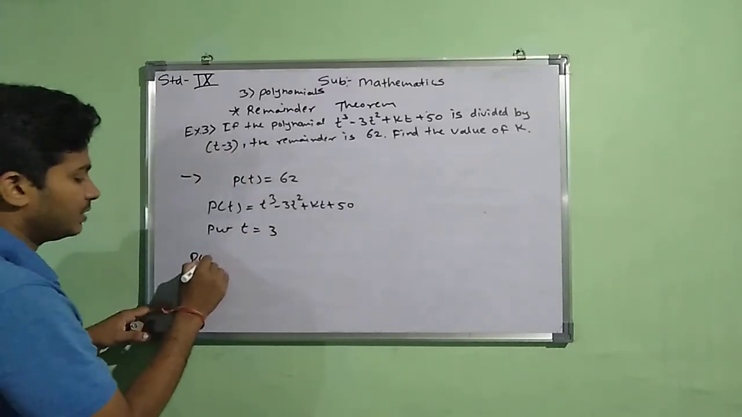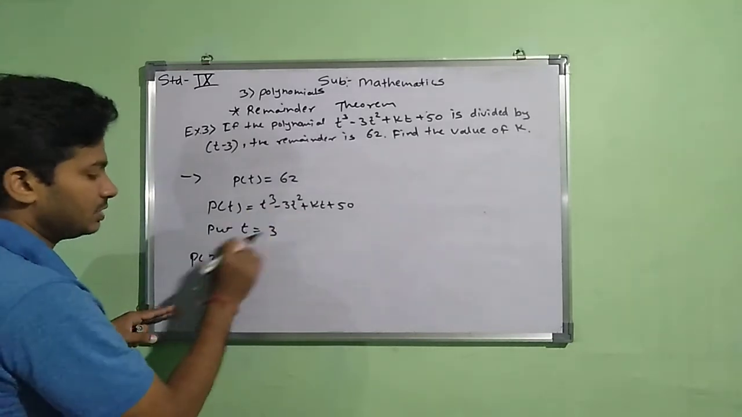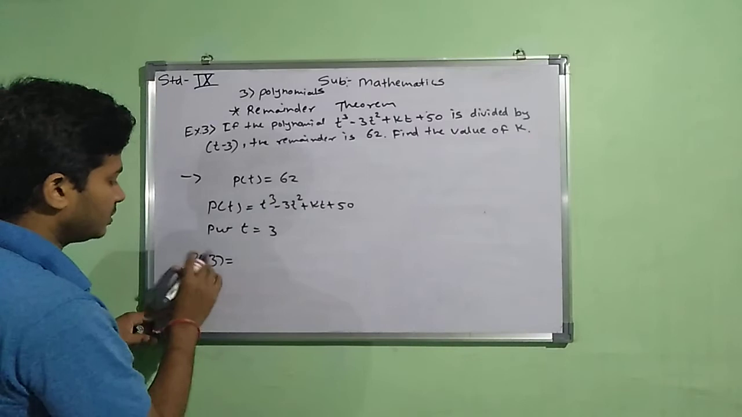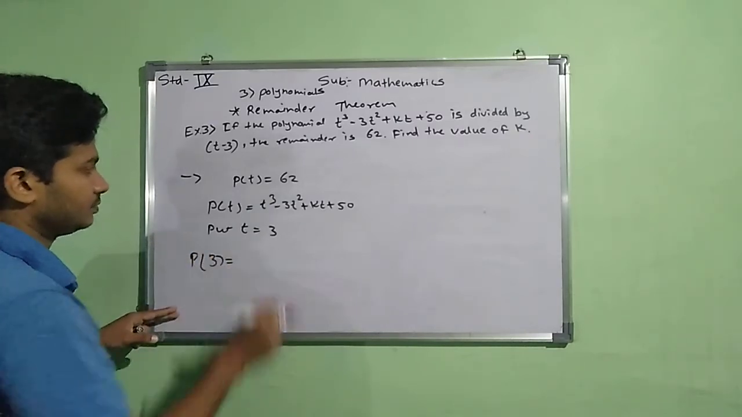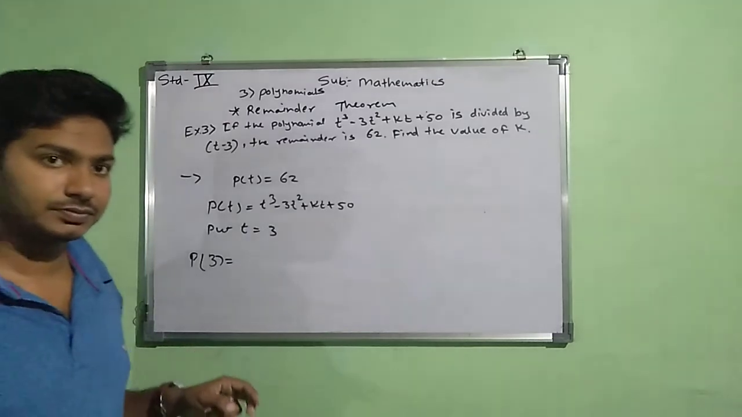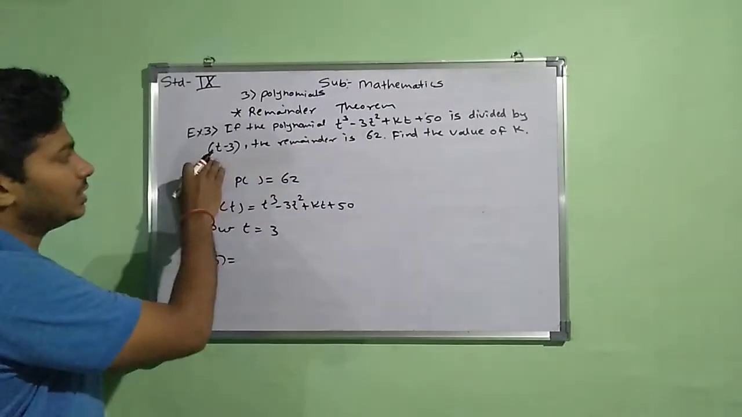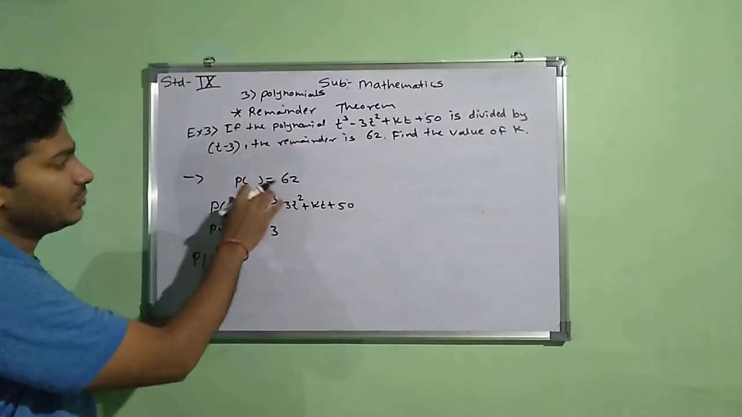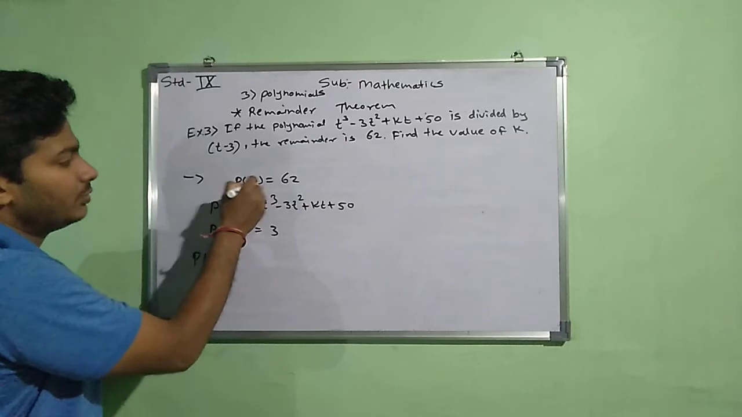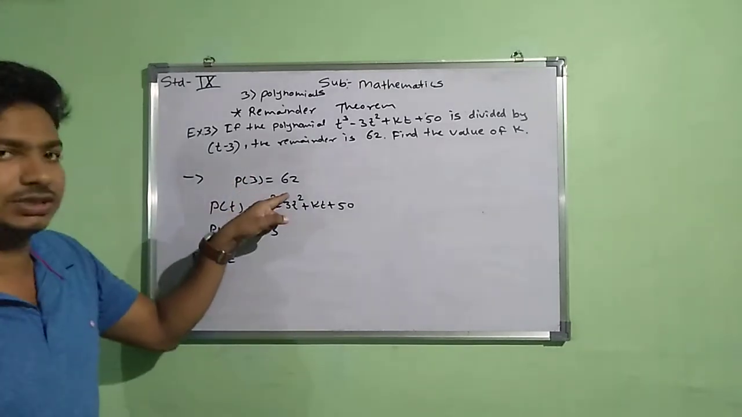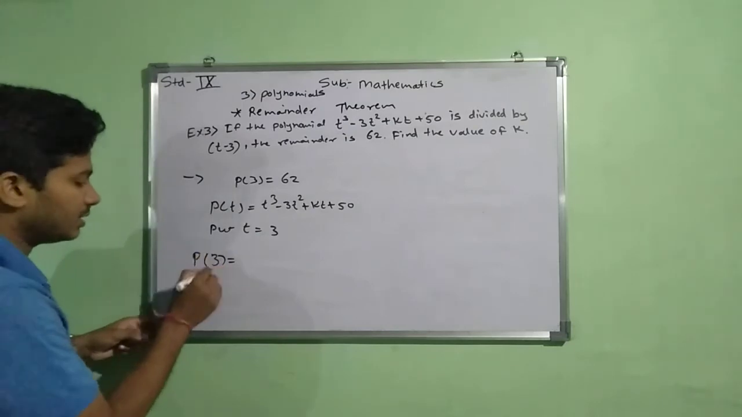So therefore p of 3 will be equal to, now we will substitute the value of 3 wherever we see t. So after substituting the value of 3, here instead of t, the 3 will come. They have given that if you divide the given polynomial by t minus 3, we get the remainder 62. That means if you take the opposite of minus 3, it will be plus 3. That means p of 3 is 62. Now we will substitute that value. We will take that p of 3.